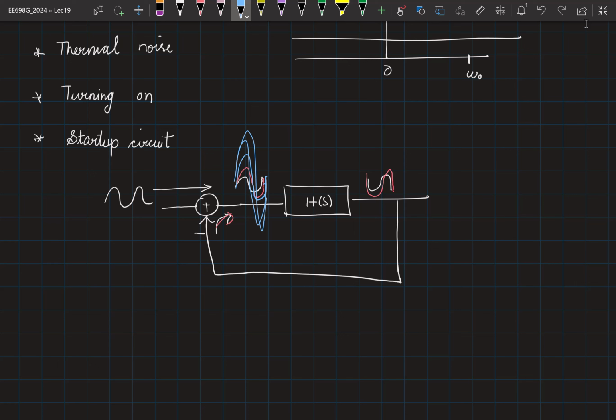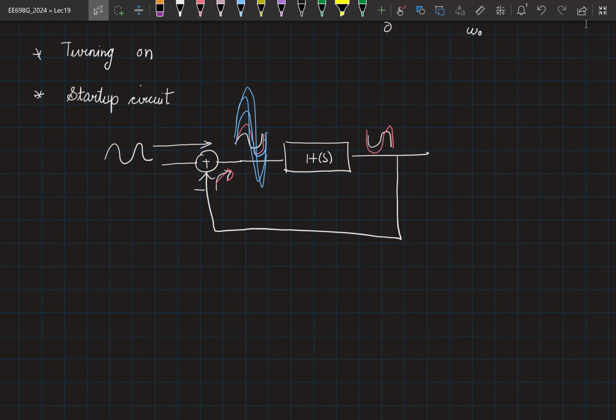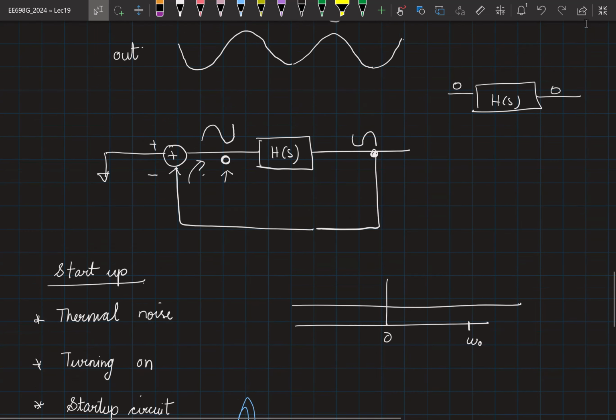Is that clear? If the system is already capable of oscillating at omega naught and you apply an external omega naught, you can expect to see very, very large amplitudes. Okay. So if you don't give a sustained input, will it not blow up still? If you don't give a sustained input, when the signal comes back, there is nothing else that is adding from here.